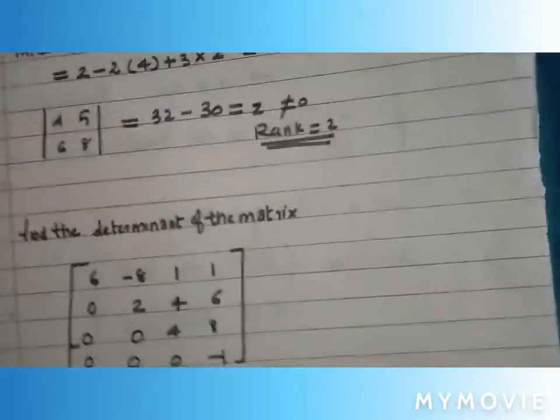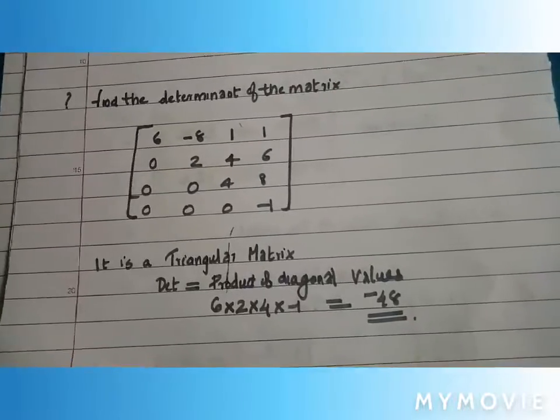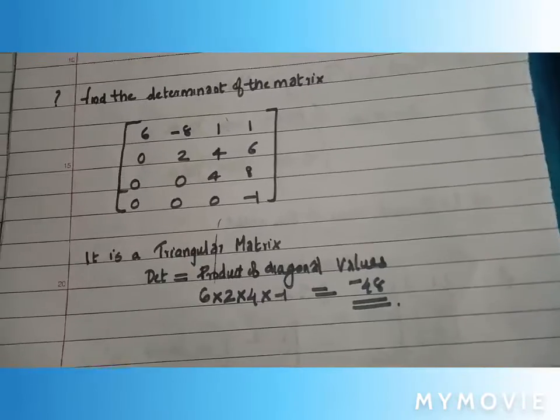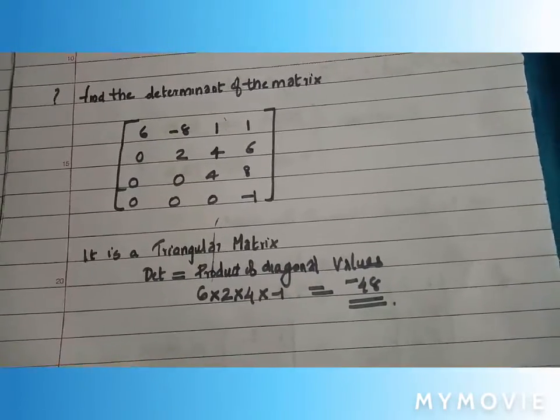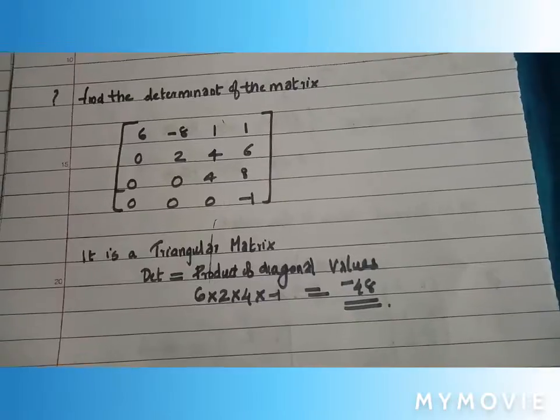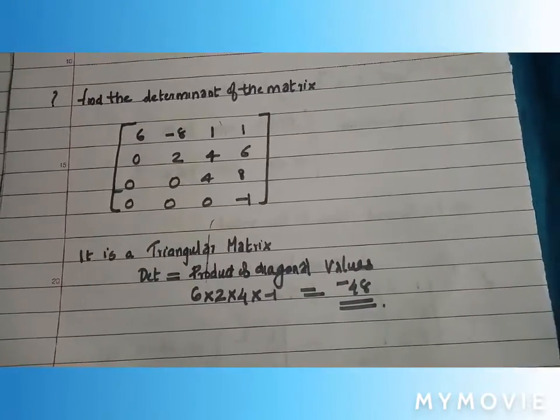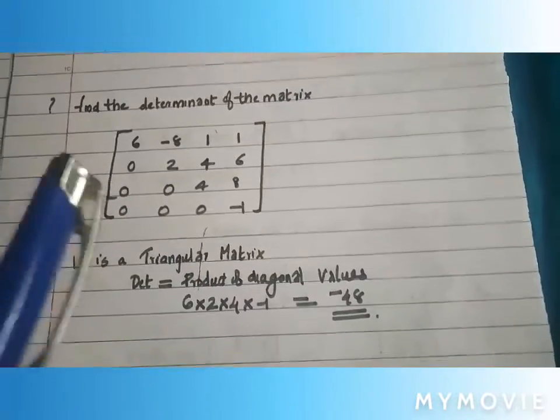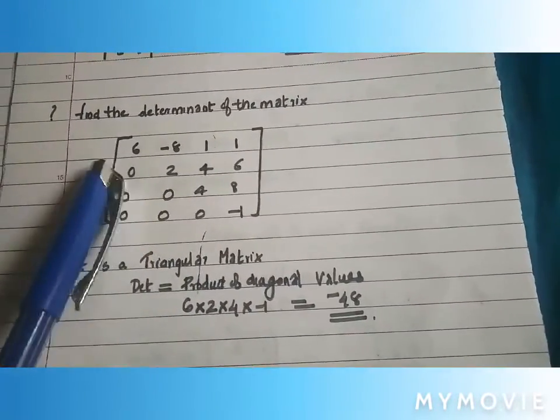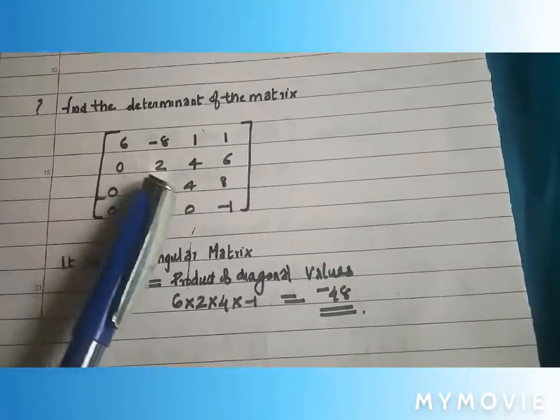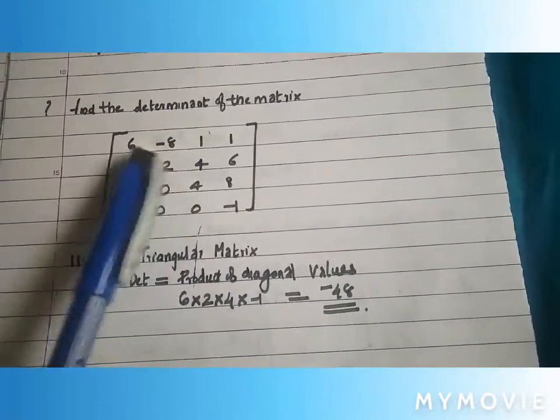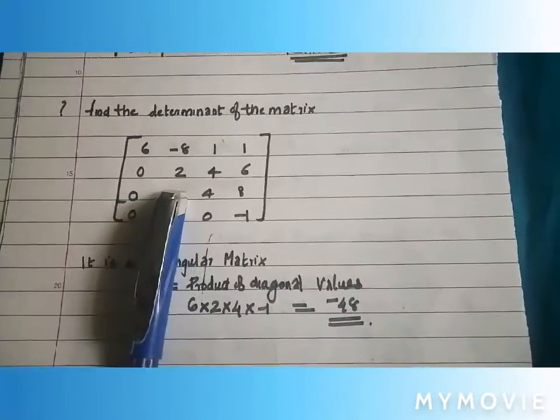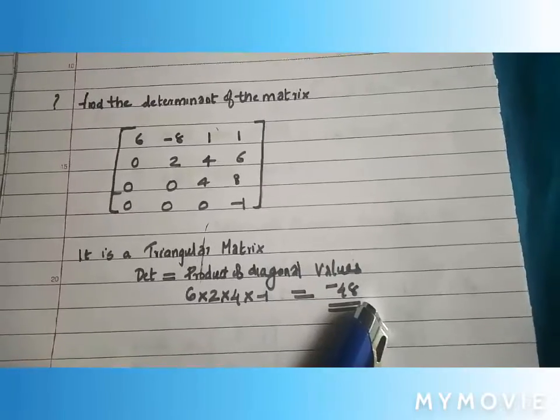Consider this question: find the determinant of a matrix. Here we get a triangular matrix. For a triangular matrix, we know that the determinant is equal to the product of the diagonal values. Okay, it is a very good idea. If we use this idea, we just find the product of the diagonal values. Otherwise we can find all the multiplications. So we just find the product of diagonal values for a triangular matrix.